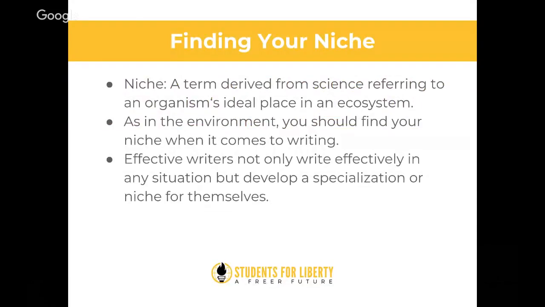The first thing that we're going to talk about is finding your niche. And what I mean by this is, niche is a term derived from science, actually, referring to an organism's ideal place in an ecosystem. As with the environment, you should find your niche when it comes to writing, or your specialty. It's great to be an effective writer in general. A really good writer can write for anything, but a really effective writer has a level of expertise in one or two subjects to which people will always come to him or her for.